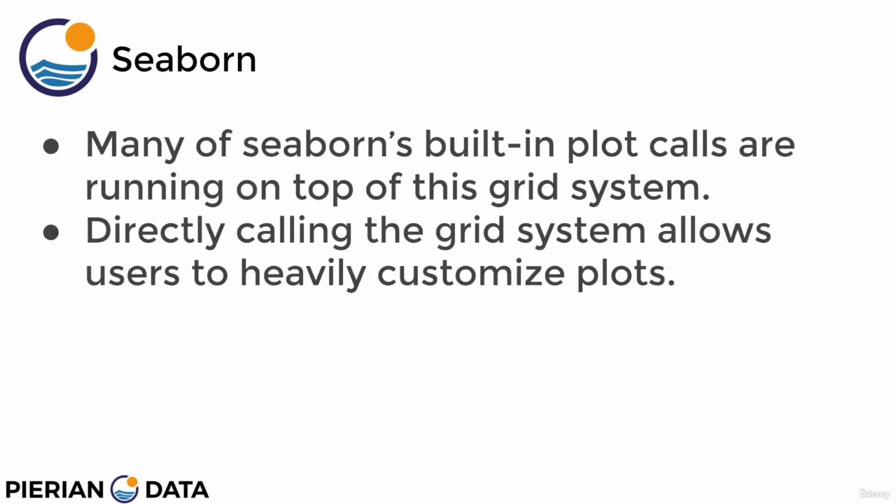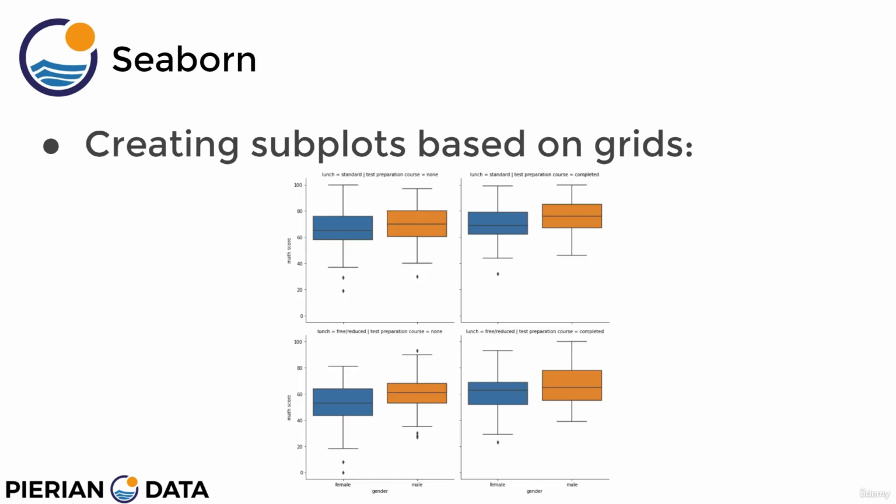Many of Seaborn's built-in plot calls are actually running on top of this grid system, allowing you to simply define an extra parameter for row or columns. And directly calling the grid system also allows users to heavily customize plots, specifically the PairGrid that the pairplot runs on top of. For example, we can take the current box plot call and separate it out to rows and columns based off a subplot grid that Seaborn can run on top of. Here we can see the box plot now separated by further categories.